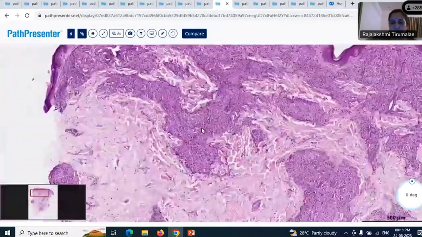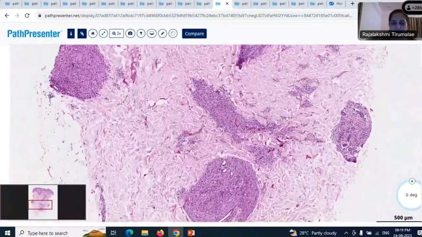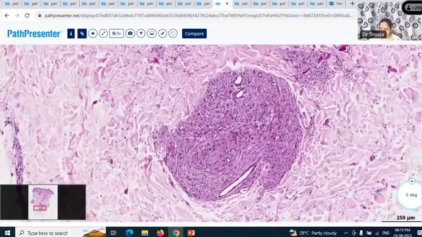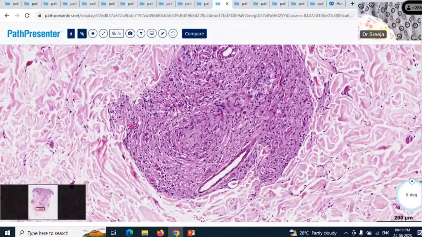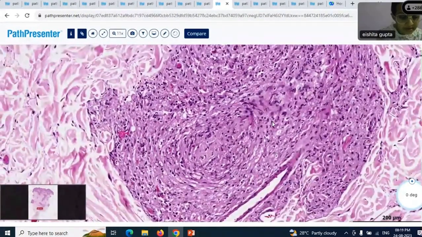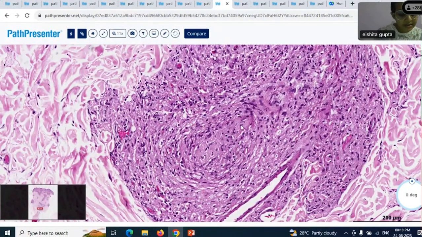So you've rightly identified that there are foamy histiocytes. So can you tell me what's happening here? What is the structure at the center and what's happening around it? Necrosis, ma'am. Necrosis? No, this is not necrosis. So it's not necrosis.